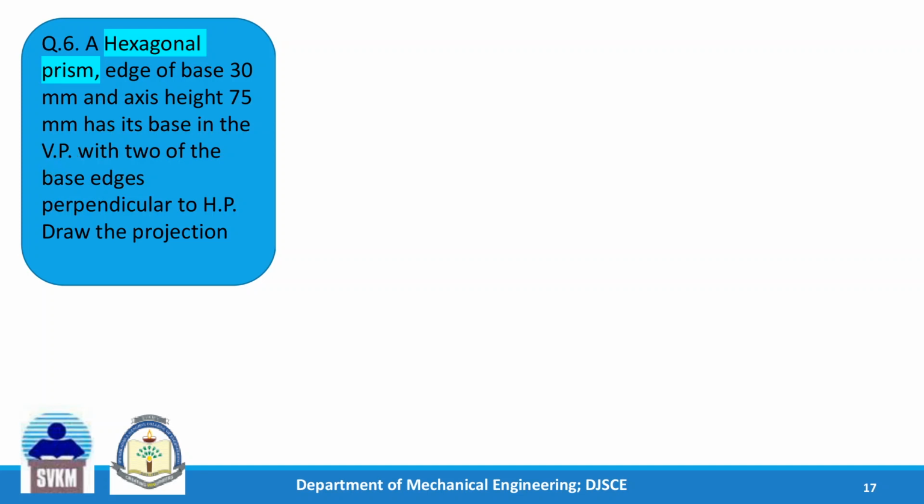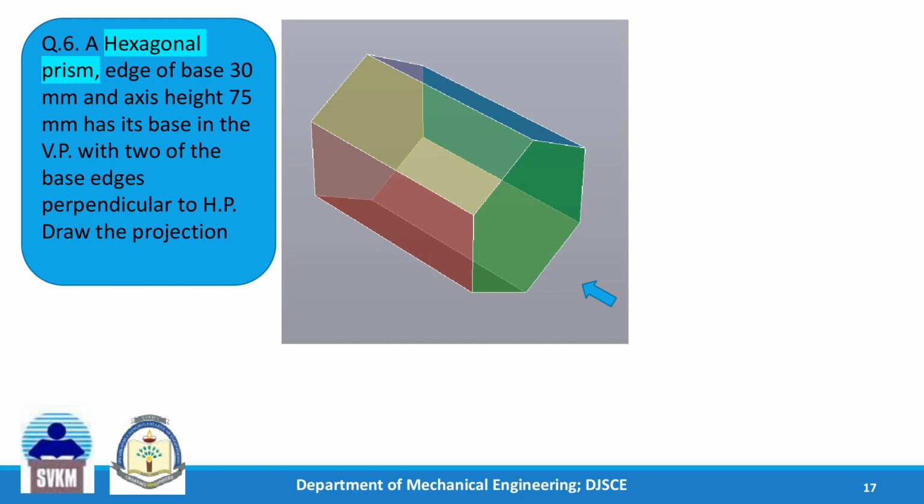Again, having its base in the VP means the axis is perpendicular to VP and parallel to HP. With two of the base edges perpendicular to HP, the positioning of the base is such that both of these base edges are perpendicular to HP, and we have to draw the projection. Just imagine this, it is resting on the VP now, and it's a hexagonal prism. So this is what you get, a hexagonal prism.